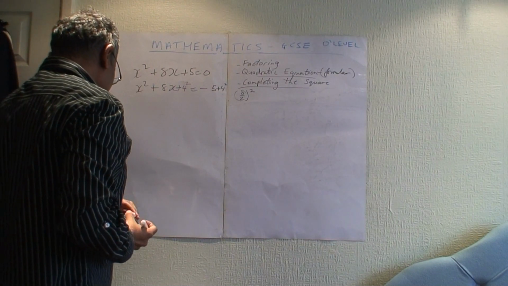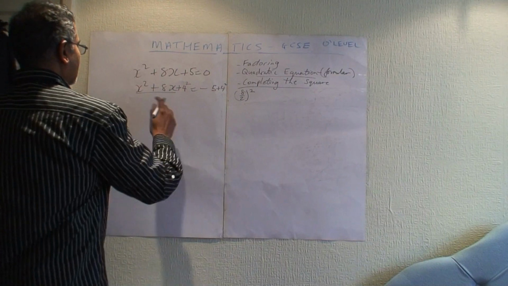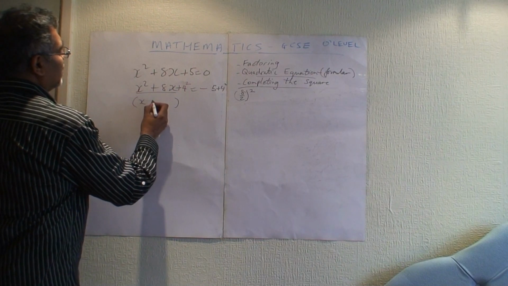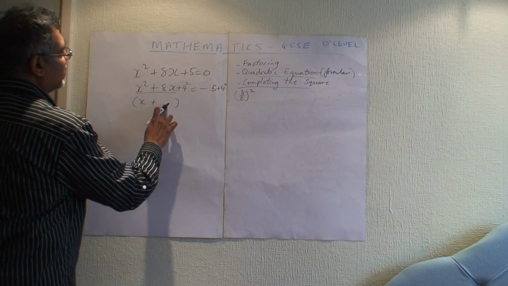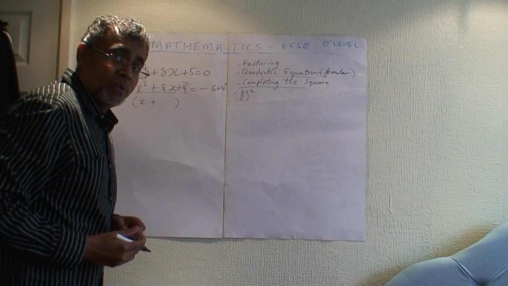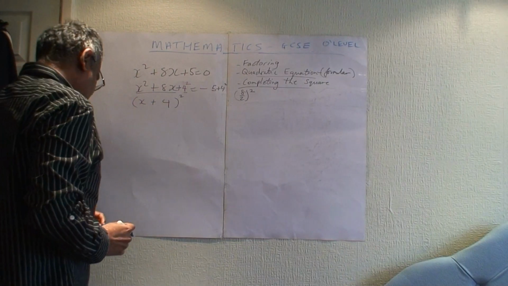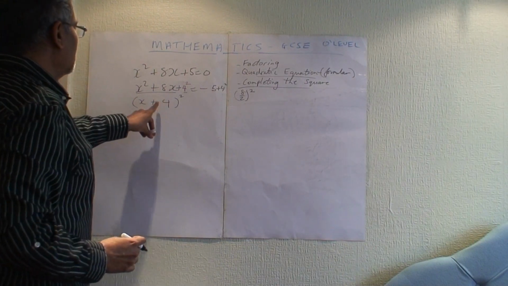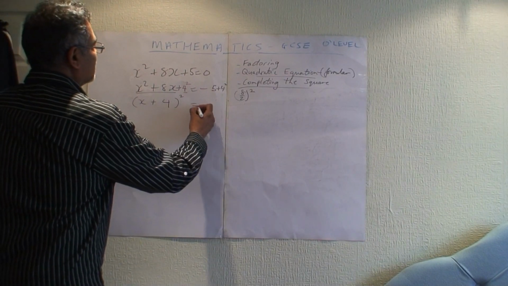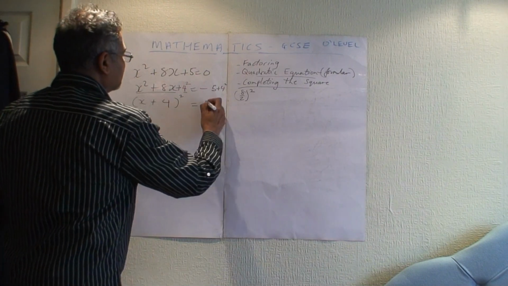Next, we factorize this. We put the x here, this plus comes here, and the value that goes here is 4. So the 4 goes here, and we put the square on the outside. That is how we do it when we're completing the square. So we have minus 5 plus 16, which gives us 11.